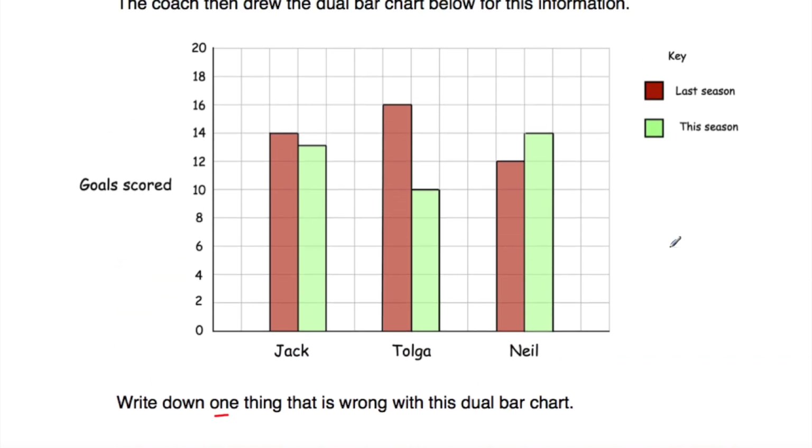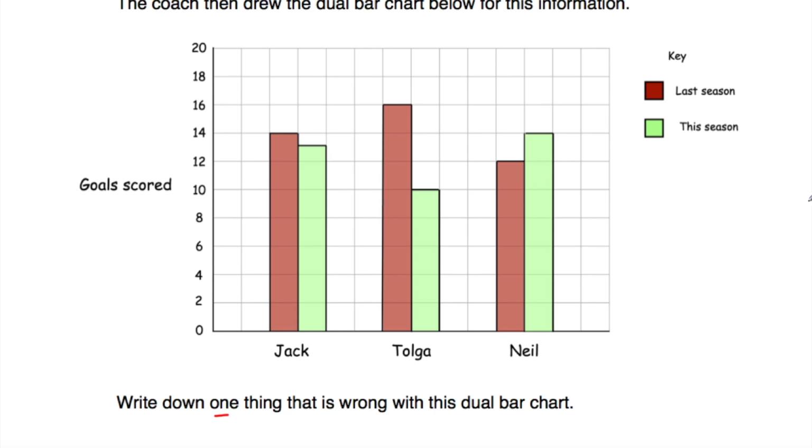Okay, so let's have a look at it. We've got Jack, Tolga and Neil. Yeah, that's good. We've got a key, so last season and this season. Last season, this season, last season, this season, last season, this season. Great. Goals scored, going up vertically, starts at 0, fantastic. 2, 4, 6, 8, 10, 12, 14, 16, 18, 20, yep. Okay, so everything's looking good so far.